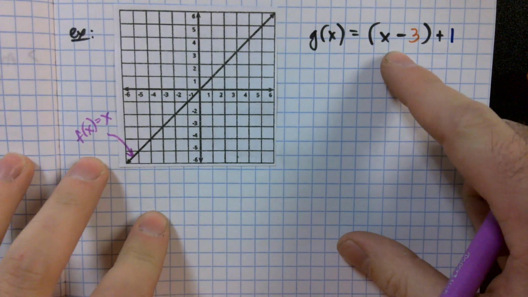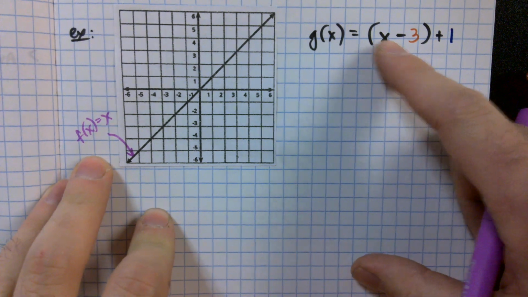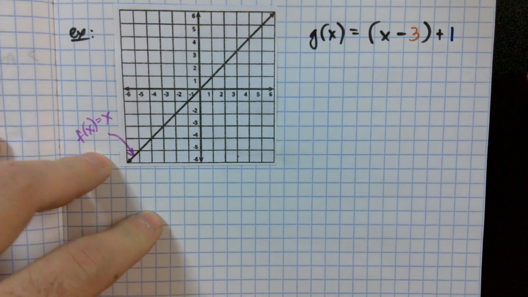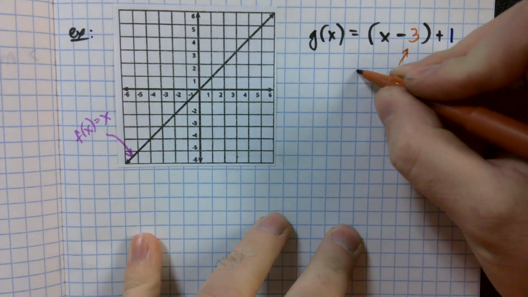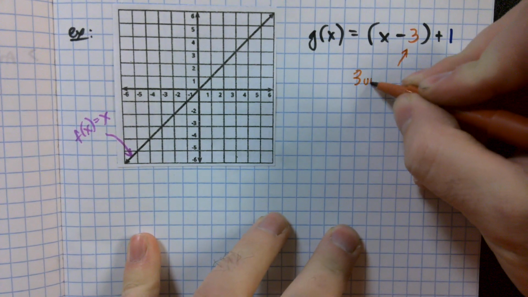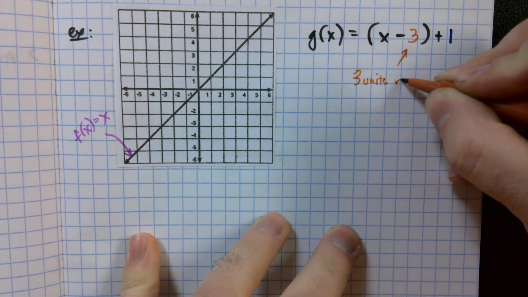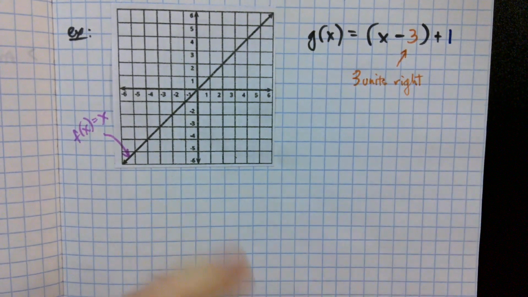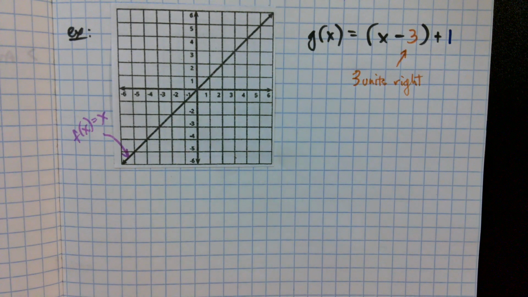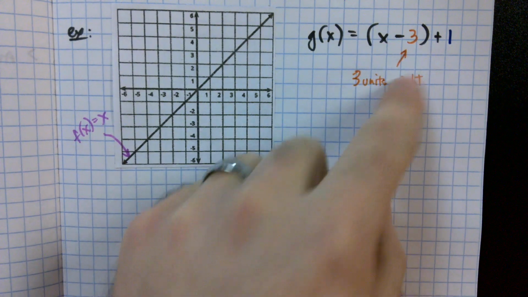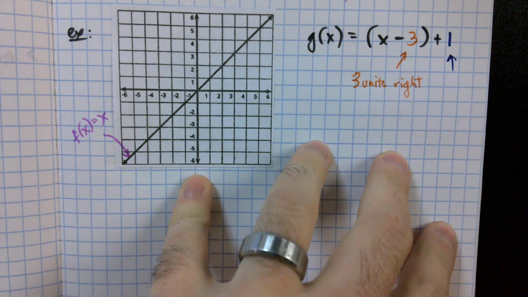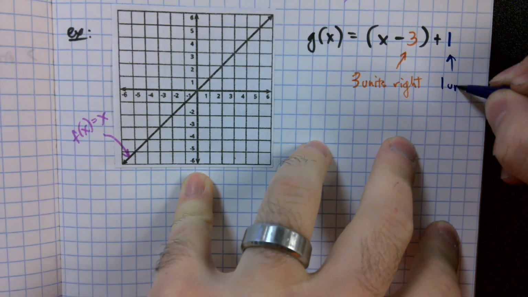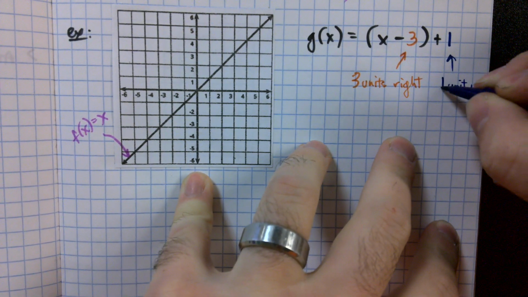So if g of x now is the quantity of x minus 3 plus 1, that tells me that I'm going 3 units to the right. Right inside the parentheses, we're talking about left to right. And we got to think in terms of opposites. So if you see a minus 3, you're actually going to the right. But this little plus 1 on the end tells me I'm going 1 unit up.